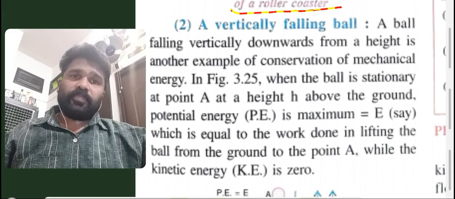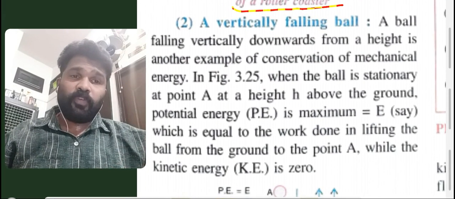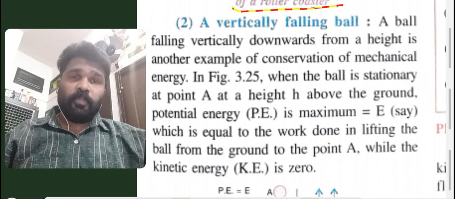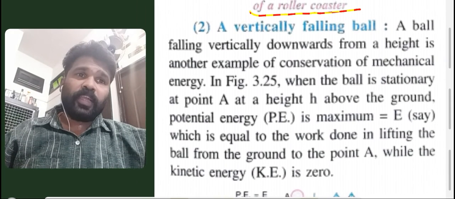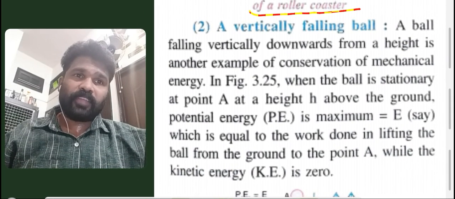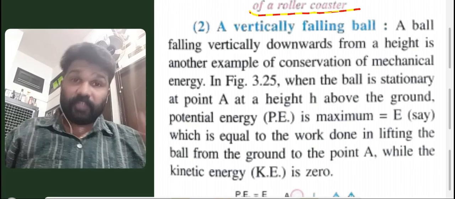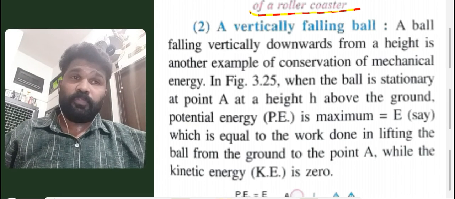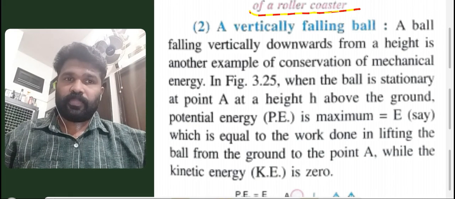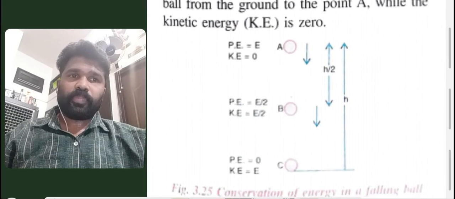And the second example is a vertically falling ball. A ball falling vertically downwards from a height is another example of conservation of mechanical energy. In figure 3.25, just observe the different positions of the ball here: position A, position B and position C.